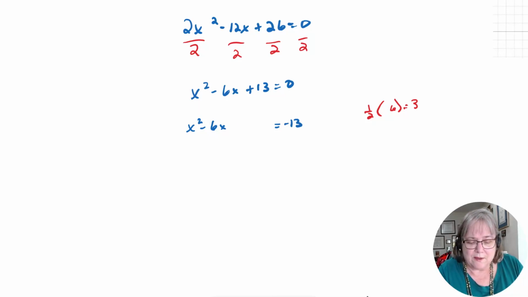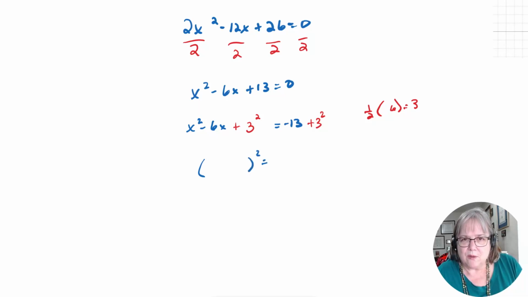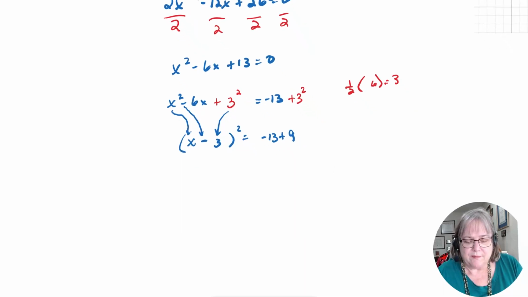So then, this is always a plus, we're going to take the 3 and square it. And what we do to one side, we have to do to the other side. So here we go. You have completed the square. You just need to show it to me. So this x comes down without the square. This sign comes down. This 3 comes down without the square, because you've got your square on the outside of the binomial. Equals, and you have minus 13 plus, and this side you actually square out, plus 9. So you have x minus 3 squared equals minus 4.